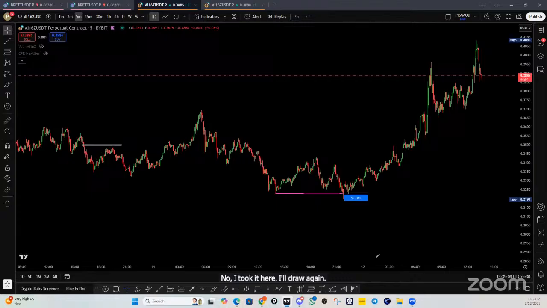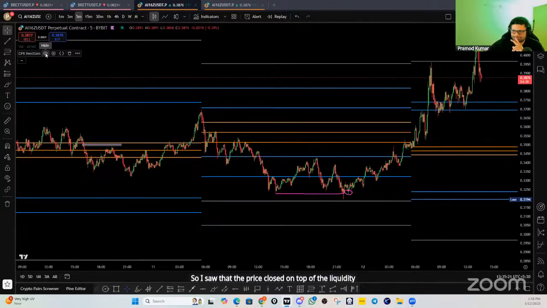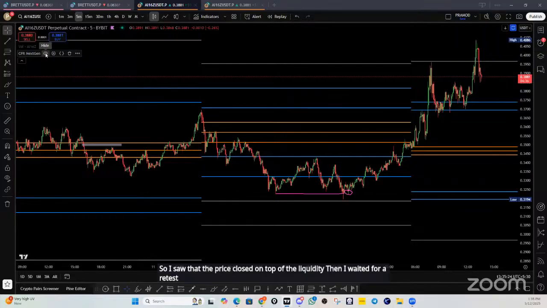So Asia low, liquidity sweep. Then from here there was a retest. I saw that the price closed on top of the liquidity. Then I waited for a retest and I had a limit order here. Very nice.